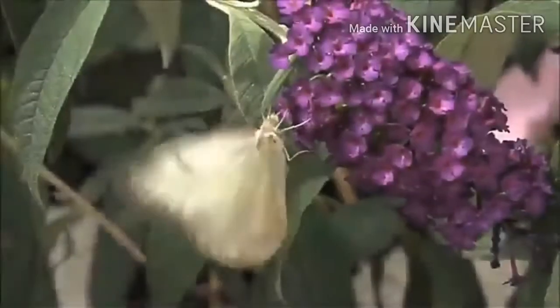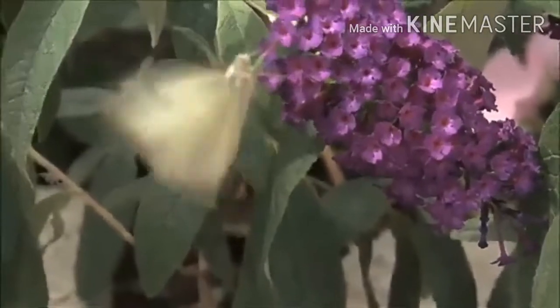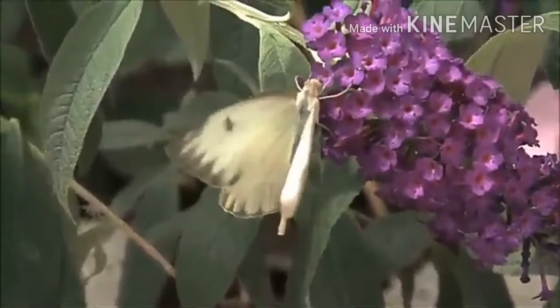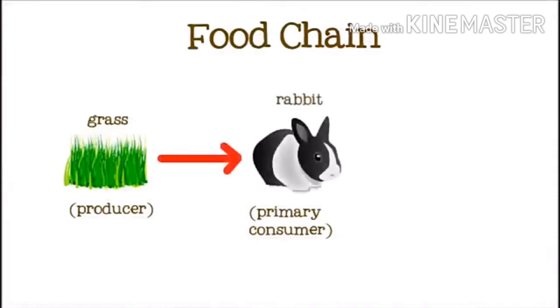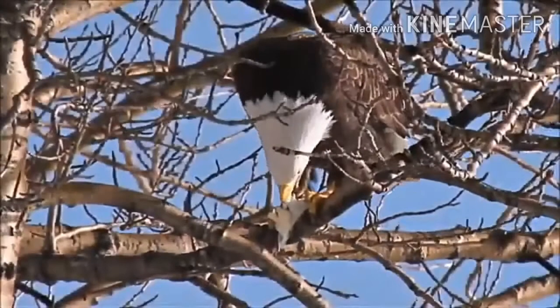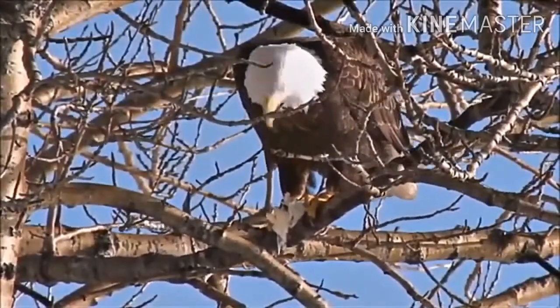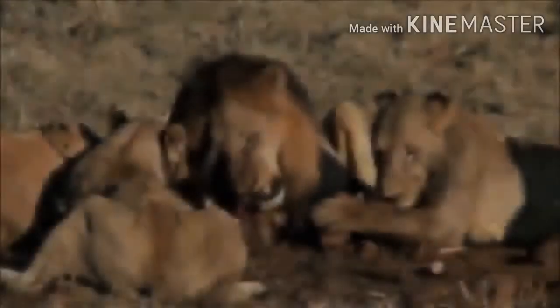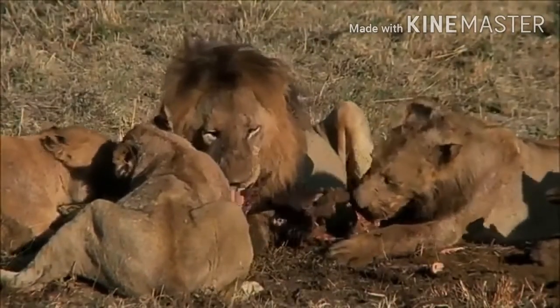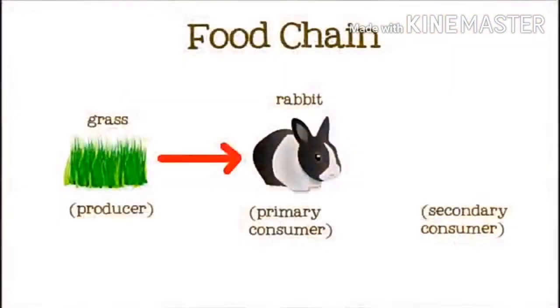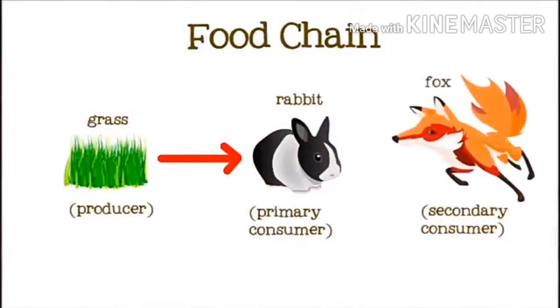An herbivore is called a primary consumer. Primary means first, because an animal eating plants is the first consumer in the food chain. Let's add a rabbit to our food chain. Next comes a secondary consumer, the second consumer in the food chain. This consumer is a carnivore and gets its energy by eating other animals. Maybe our rabbit will get eaten by a fox.